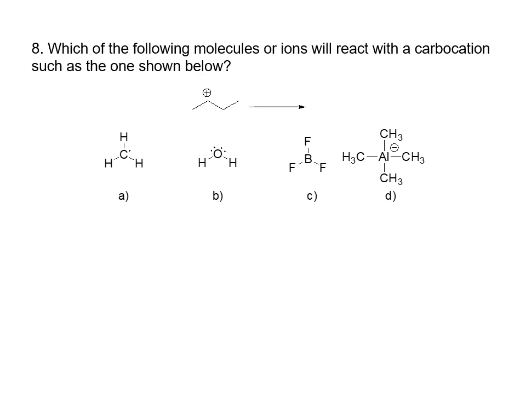A is a free radical, methyl radical. Free radicals are classified as electrophiles. Electrophiles don't react with each other, so A is not the correct choice. B is a molecule of water. It has oxygen with 2 free electron pairs, and oxygen is capable of donating one of those 2 free electron pairs. So a molecule of water is a nucleophile, and so B is a reasonable reagent that will react with a carbocation.